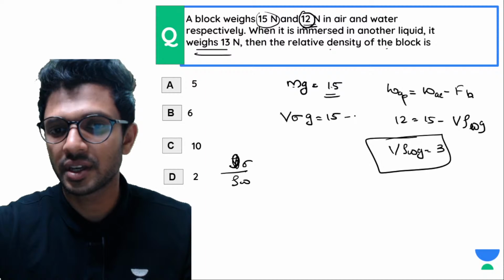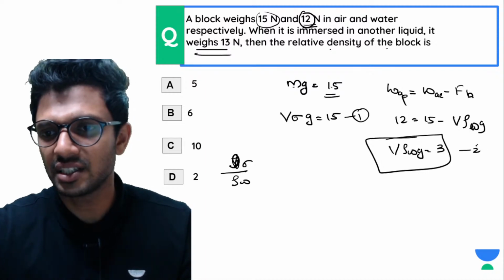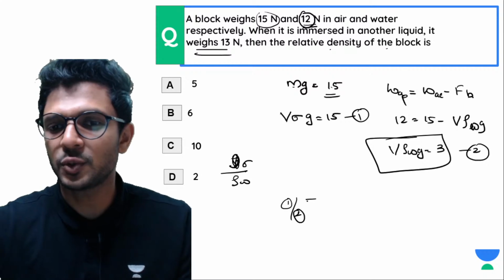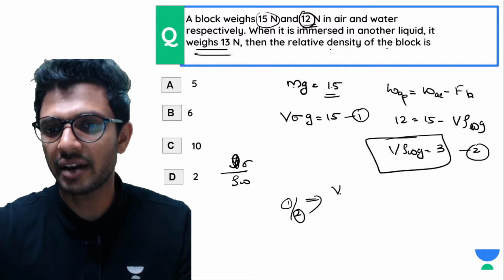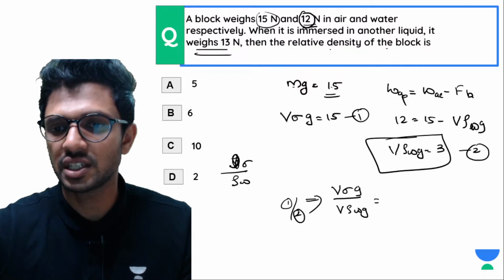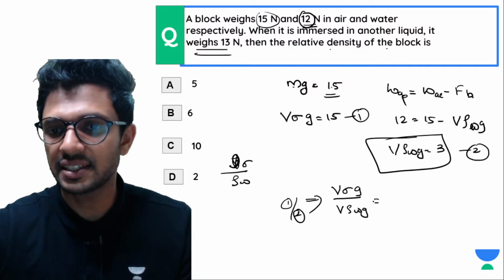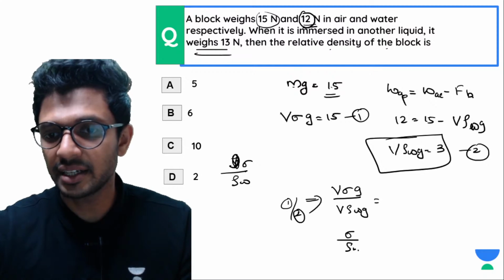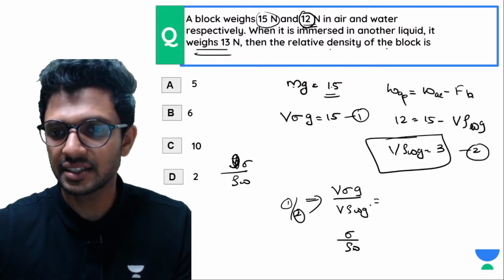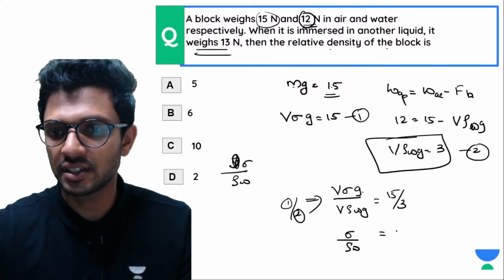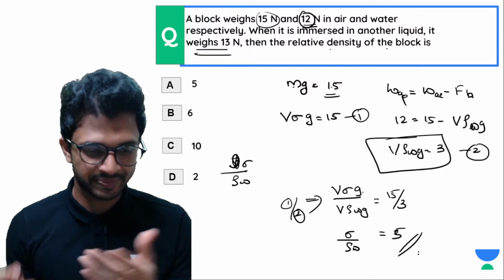If this is equation 1, this is equation 2, what can you do? Divide equation 1 by 2. So what will you have? V sigma g divided by V rho w g. g cancels, V cancels, right? On the left hand side you have sigma divided by density of water. Right hand side, V sigma g is 15, V rho g is 3. 15 by 3, 5. Final answer.